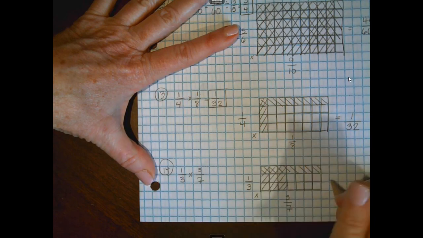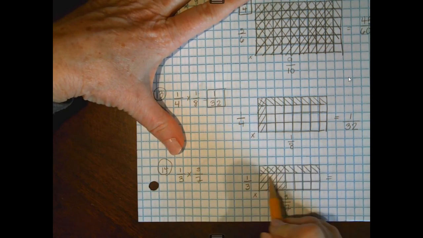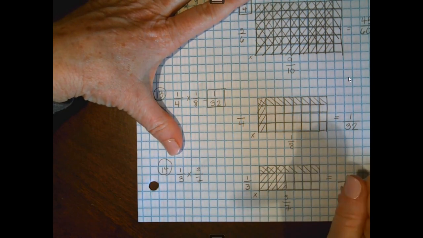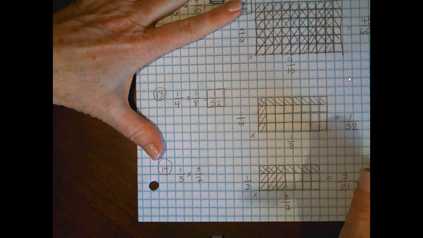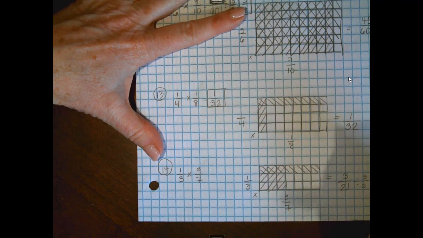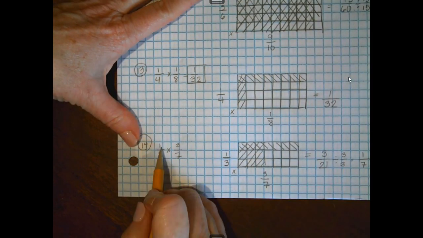All right. Now, to get the product, the total number of equal parts. I have 3 rows with 7 squares, so I have 21 equal parts. That's my denominator. Where the crisscrosses overlap, I have 3 shaded areas. So 3/21. That's going to simplify. Knowing that 3 is the common factor. 3 divided by 3 is 1. 21 divided by 3 is 7. I get 1/7.